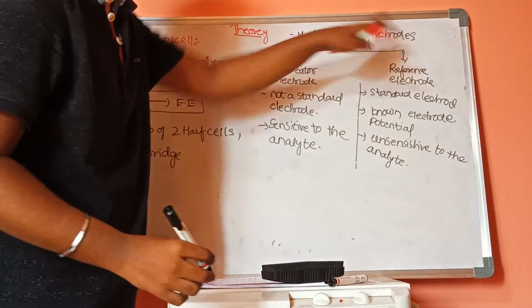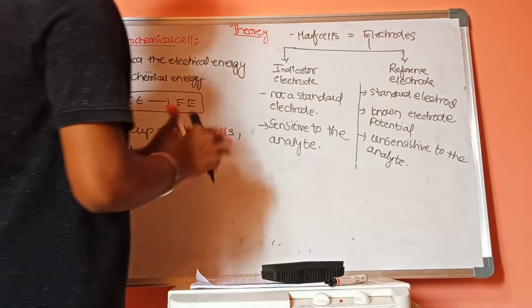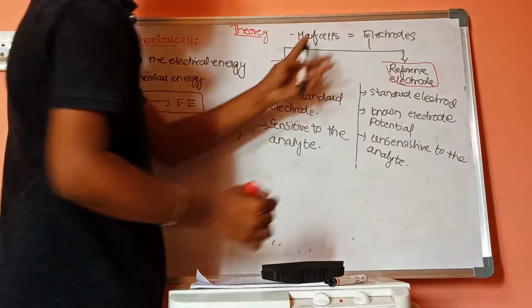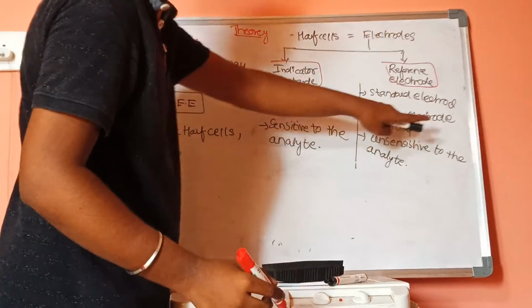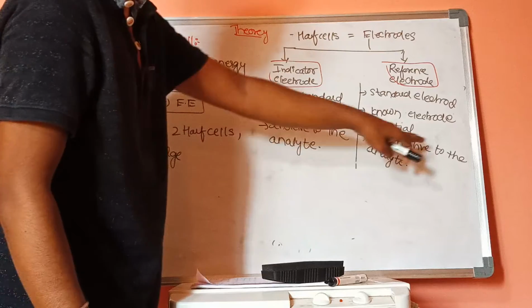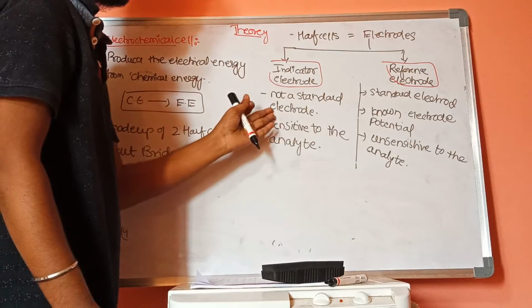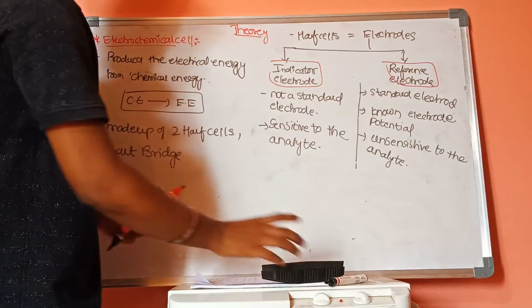Half cells are electrodes. These electrodes are of two types. One is the indicator electrode and the second one is the reference electrode. The reference electrode is a standard electrode, it contains a known electrode potential, and it is insensitive to the analyte. Whereas the indicator electrode is not a standard electrode, and it is sensitive to the analyte.